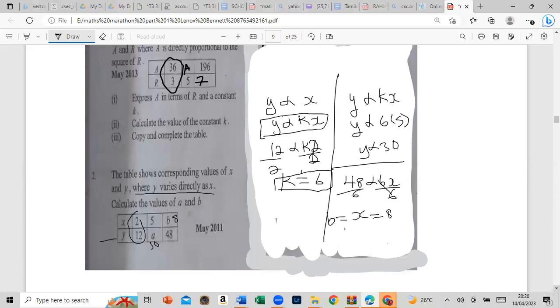Like y varies directly to x. Can we proceed? Let me know, if not.